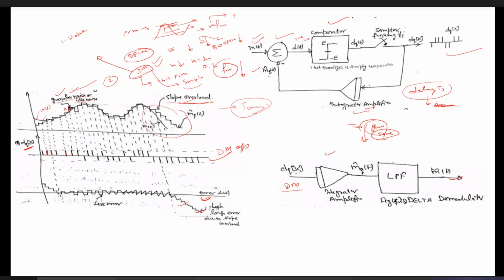It will be negative when m(t) is less than m cap. Correspondingly, the output of this comparator will be positive or negative. If the output is positive, the comparator output simply gives delta, that is, there is a step up. And if it is negative, then the comparator output is nothing but minus delta, that is, there is a step down.